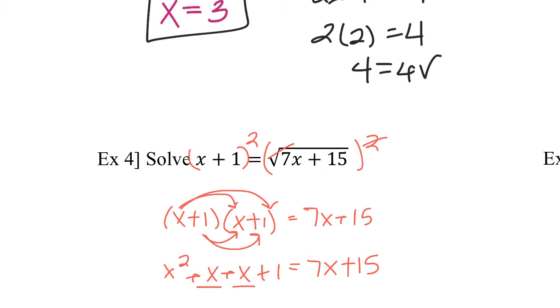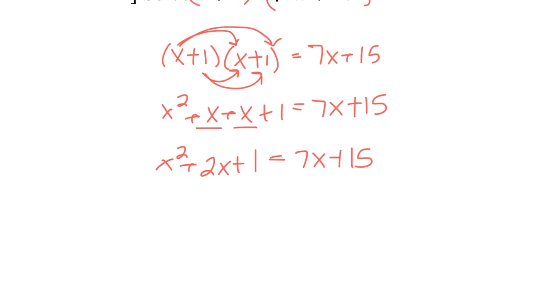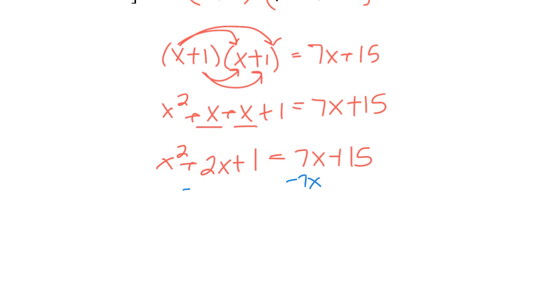Combine like terms. x squared plus 2x plus 1 equals 7x plus 15. So since I have this x squared, I'm going to have to factor this in order to solve it. But first, I need to get this in standard form, so I need to move everything over to one side. I'm going to move this 7x, and I'm going to move the positive 15.